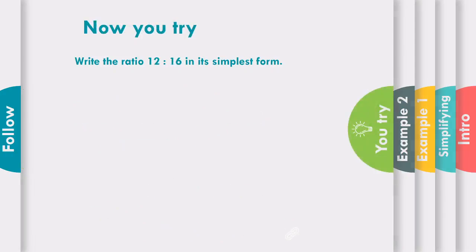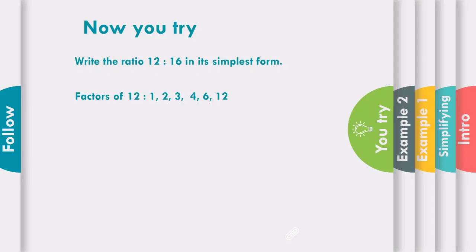Now what I'd like you to do is give this a go. So I'd like you to write the ratio of 12 to 16 in its simplest form. I'm going to show the answer where you've worked out the highest common factor first and then divided each side by the highest common factor to give you your ratio in its simplest form. So pause the video now and then we'll give it a go.